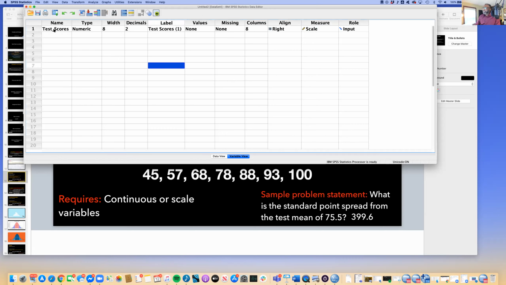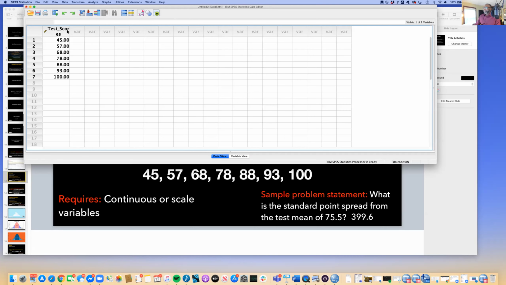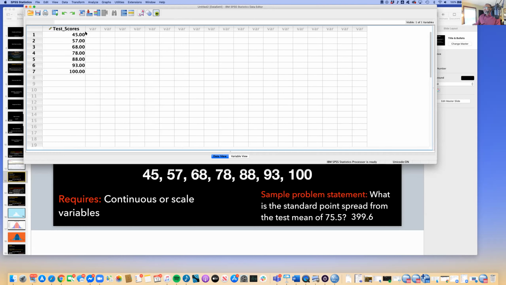So once we have put name in here and we've labeled it whatever we want to label for our own edification, we've changed the measure to scale. Let's go back to data view, and we see here where our variable has a nice name, and it has this little scale icon here that tells us that this is a scale or a continuous variable.